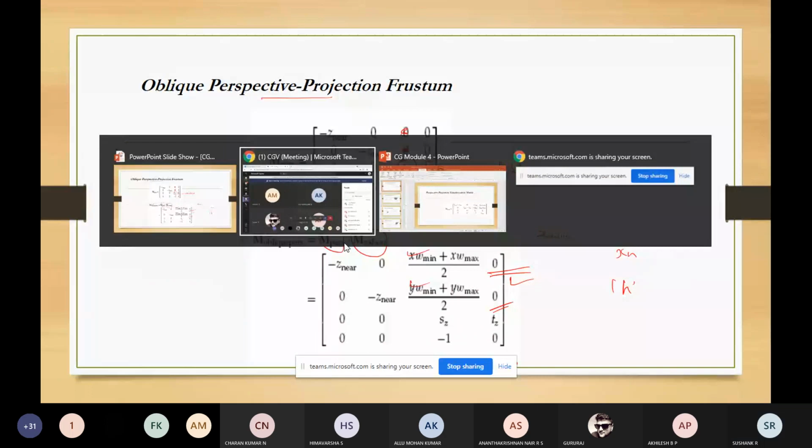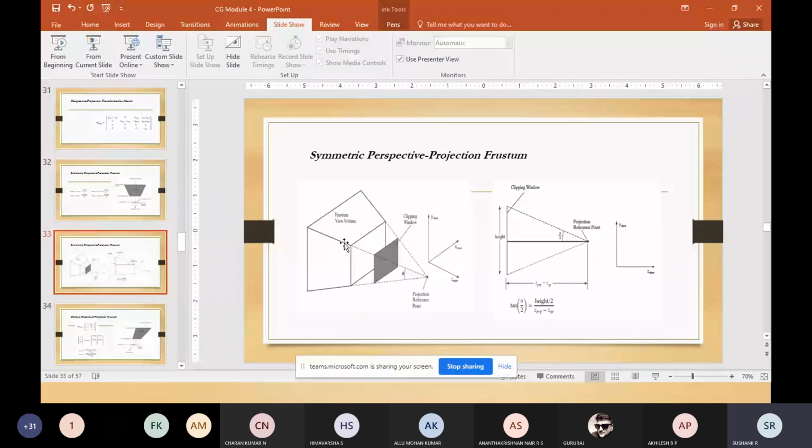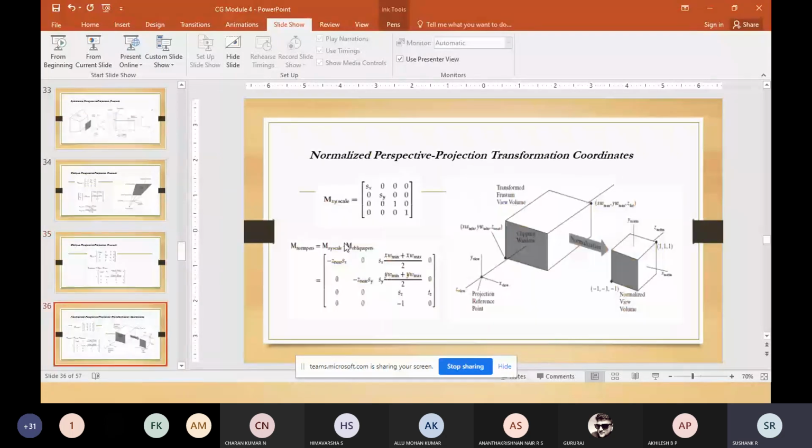A lot of equations are there. When you're talking about the oblique one, at least 5 to 6 matrices are there. Try to remember these and practice these equations. The cube and all, it's the same as the previous one itself, so that can be remembered.